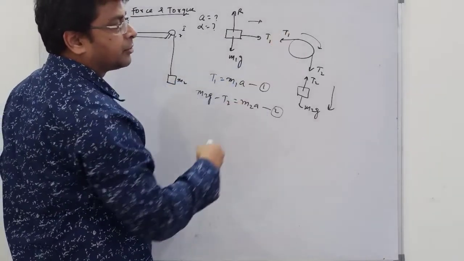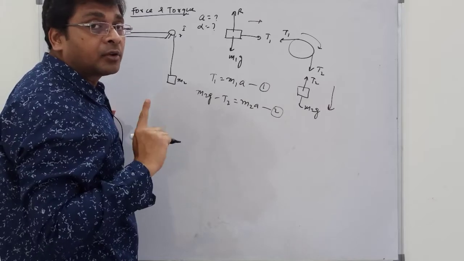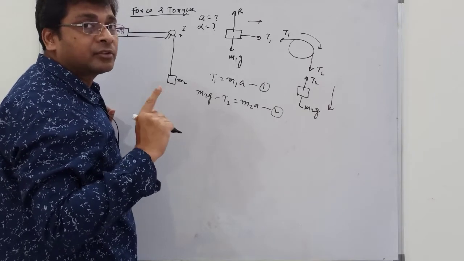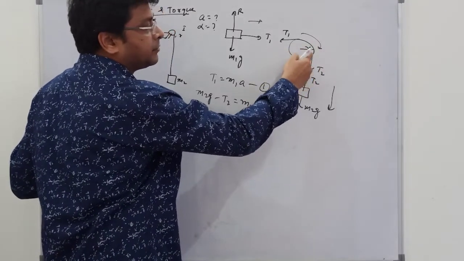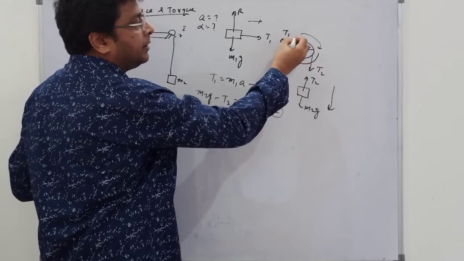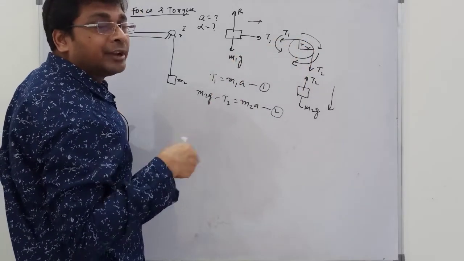Now this pulley is rotating. Rotation is due to torque only. So identify the torque. What is the formula of torque? Force into perpendicular distance from axis of rotation. This is the center, right? This is the radius and this is the force. So T2 R will be a torque like this. T1 R will also be a torque like this. Right? So what will we write as net torque?